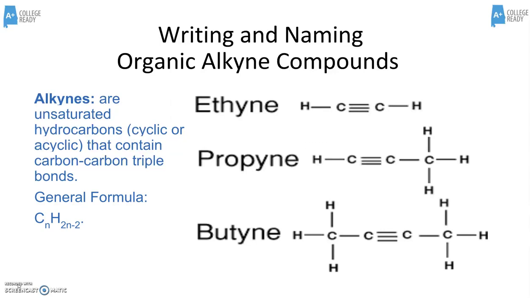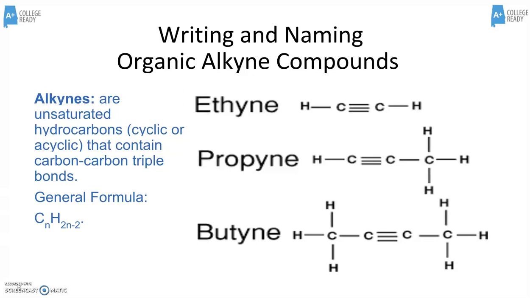Last category is our writing and naming organic alkyne compounds. These are also unsaturated hydrocarbons. Remember back from your biology days, when we talk about saturated and unsaturated, our saturated organic compounds are singly bonded. And our unsaturated compounds that we talked about in biology are either going to be a double bond or now a triple bond. So if you notice the suffix has changed again, a YNE ending, and it is pronounced alkyne. Again, 2 categories, cyclic or acyclic.